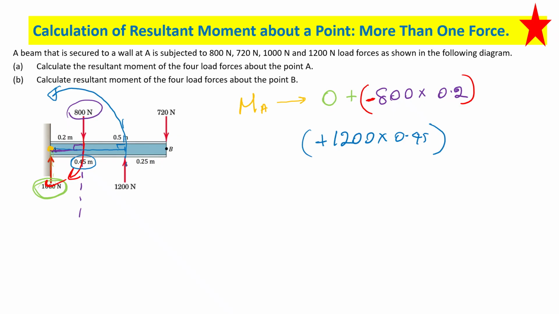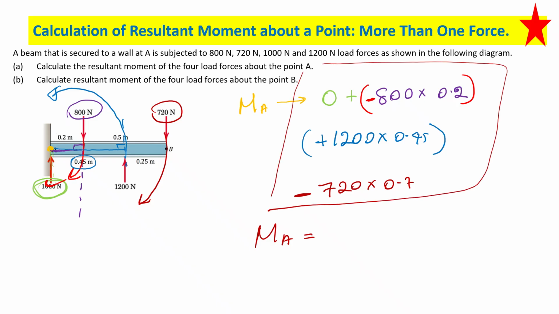Okay. Now the 720 times 0.7, and it is going this way, so it is negative. Am I right? So we consider all the forces. There are 4 forces, and we consider the moment about A. And what is the resultant moment about A now? You just put this in the calculator and you find it. What do you get?